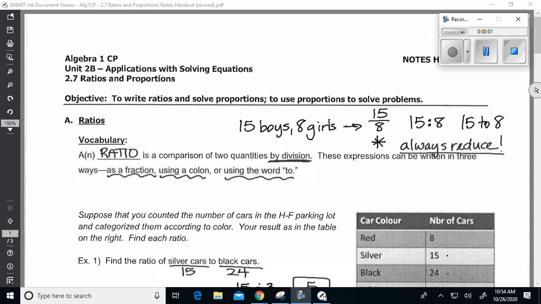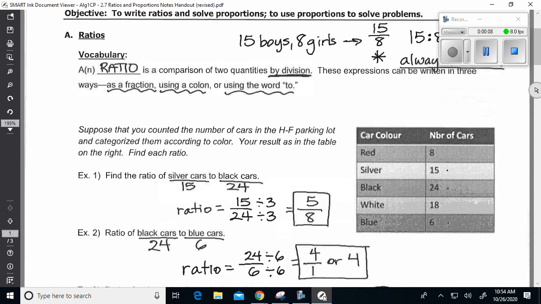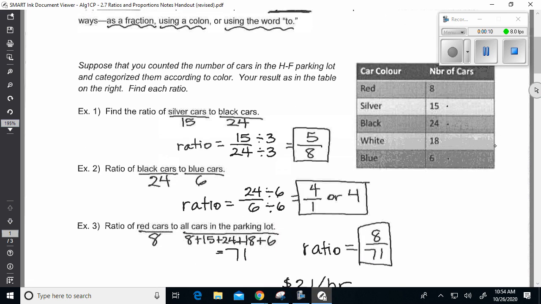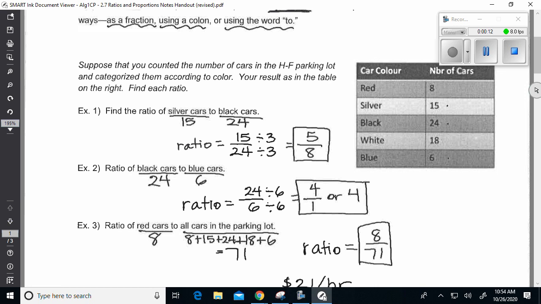On last week Wednesday, we started out by writing ratios. Writing ratios is simply taking the scenario or the situation and setting up the ratios based off of what they gave you in the problem. So that's setting up a ratio.